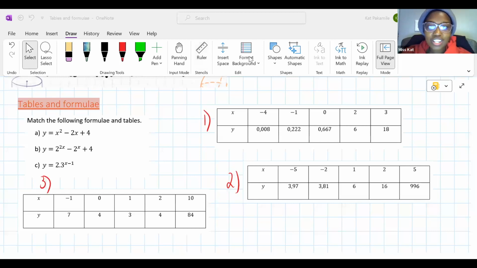Okay, so I need you guys to tell me which table matches with which formula. Let's hear what everyone has to say. We have to use substitution. At least I gave you a clue.